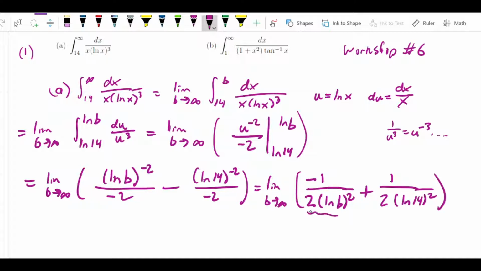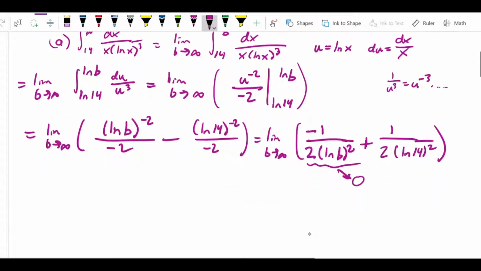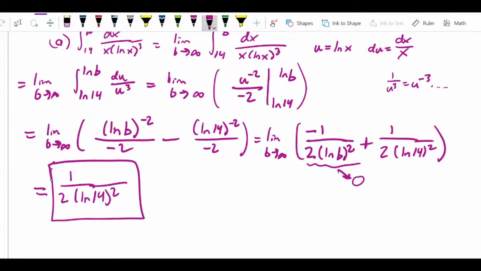What we can see here is that this term is going to approach 0 because the natural log function grows to infinity as b approaches infinity. So we have negative 1 over something that's becoming infinite, so the entire fraction becomes 0, and we are left with simply 1 over 2 ln 14 squared. And there we go. So that's the answer to part A.